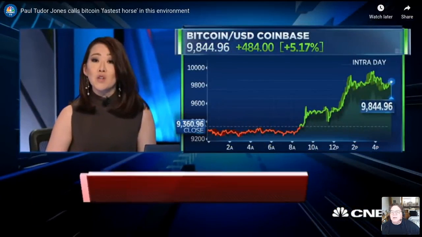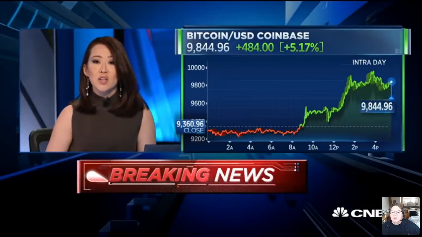Welcome back to Fast Money. One of Wall Street's most successful hedge fund managers sending a giant shockwave across the cryptocurrency market today. Paul Tudor Jones reportedly buying Bitcoin as a hedge against inflation. Jones comparing cryptocurrency to the gold trade back in the 1970s, calling it the fastest horse in this environment. Let's break this bombshell down with our own Bitcoin baller, Brian Kelly.